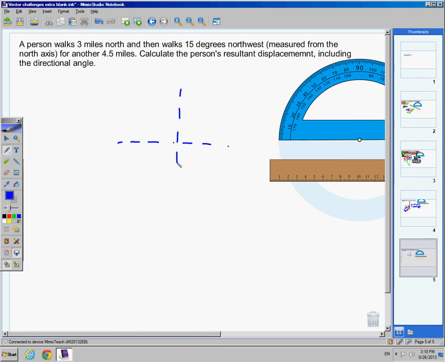Actually, you know what? He's going north, so that's a bad way to put the diagram. So I'm going to start down here. He walks at 15 degrees, 3. This is my 15 degrees right here. And then, oh, sorry, I apologize. I read it backwards here. Let's do it all over again. It's okay. This is why we learn here. I read it wrong. He walks 3 miles north.